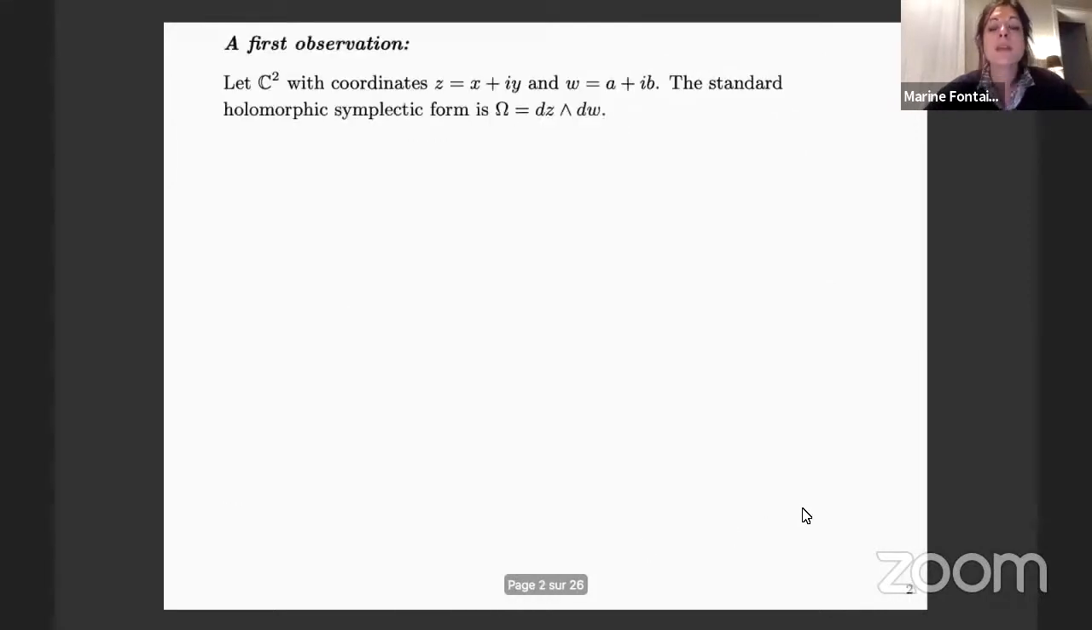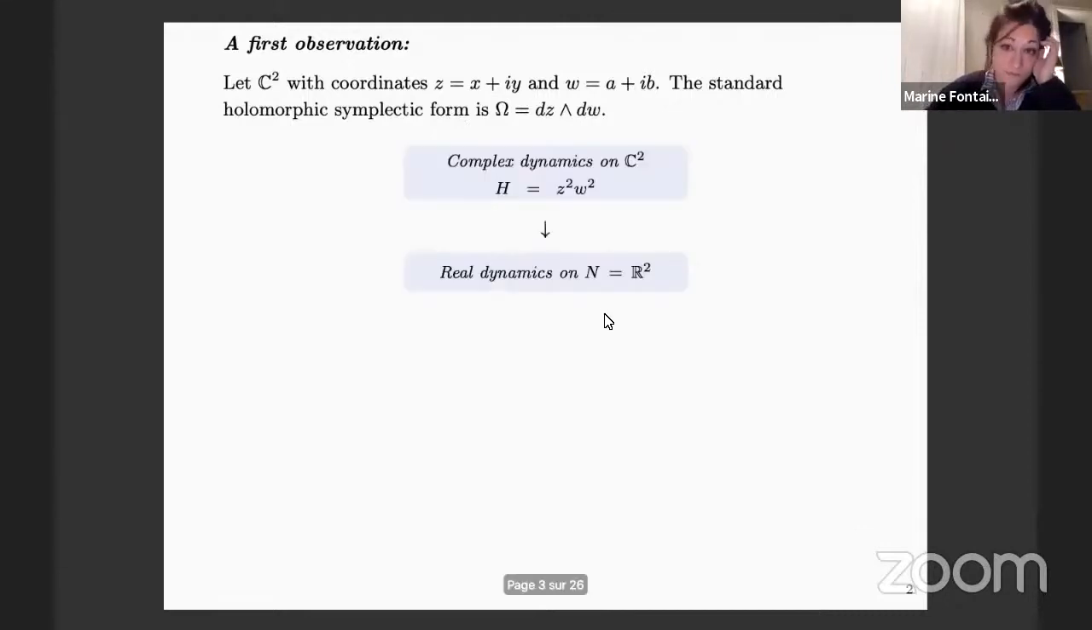I will start with this example. You are on C2, you take complex variables and you have a holomorphic symplectic form. Now you take just a random complex Hamiltonian, and we would like to obtain a dynamical system on a real form. A real form is a totally real submanifold of half dimension, so in C2 it will be a copy of R2. But there are several copies of R2 in C2, and we would like one on which the Hamiltonian is real.